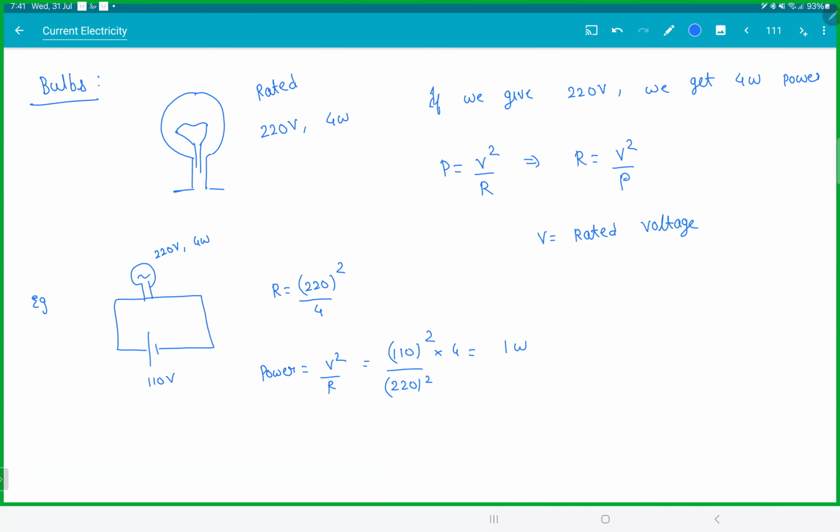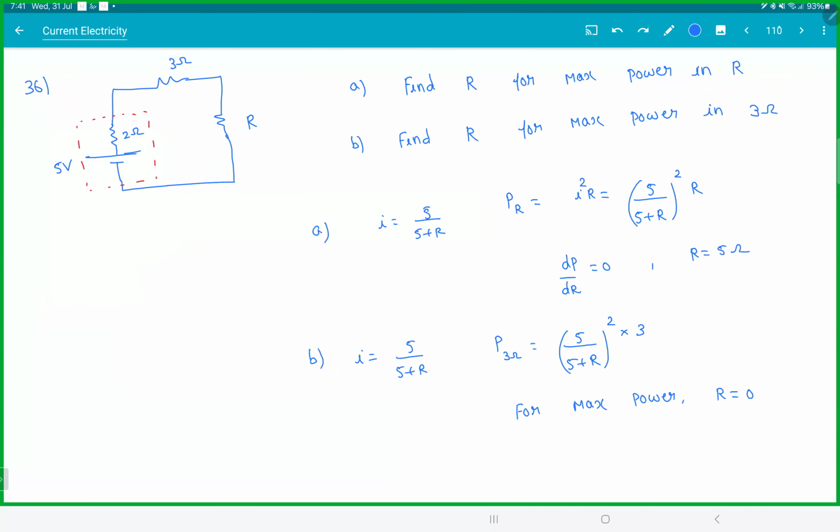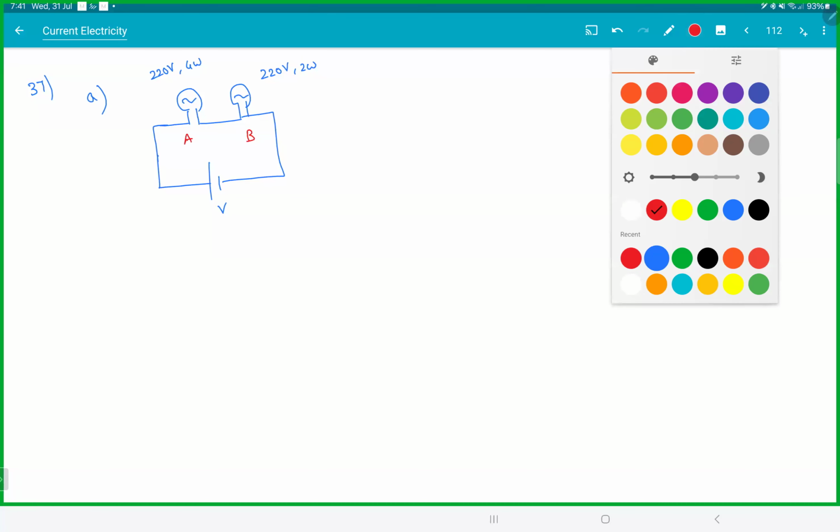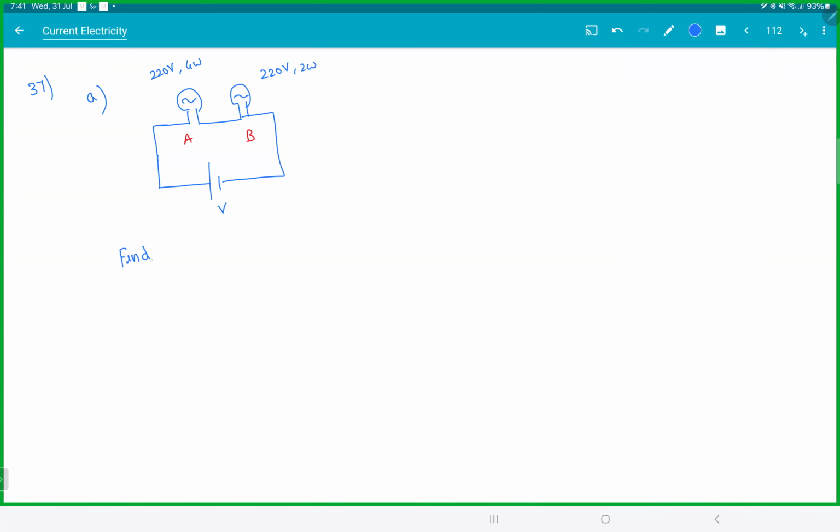Bulbs, that is the main idea there. Let me show you a question on how it works. Let's say we have a bulb here, and another bulb here, and a battery here. This is 220 volt, 4 watts. This is 220 volt, 2 watts. This is bulb A and bulb B. Find the ratio of brightness, or find the ratio of power. Or you can say which bulb glows brighter. Find the ratio of power of A and B.